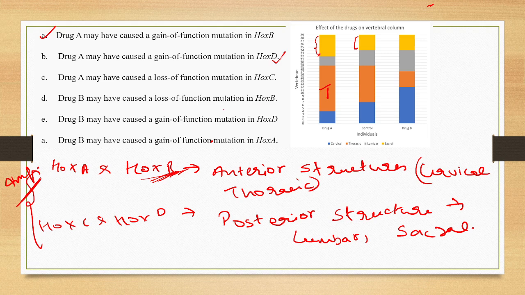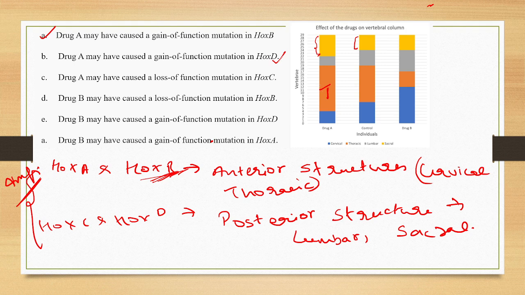Then, drug A may have caused a loss of function mutation in HOX-C. We cannot say a loss of function mutation in HOX-C, because this particular region has increased. So we cannot say that it has a loss of function mutation.